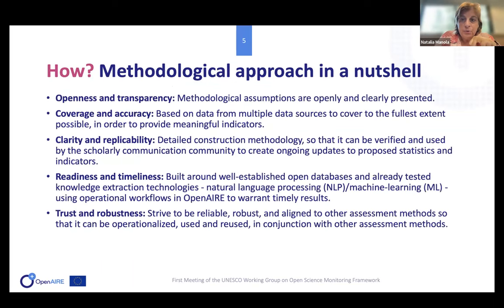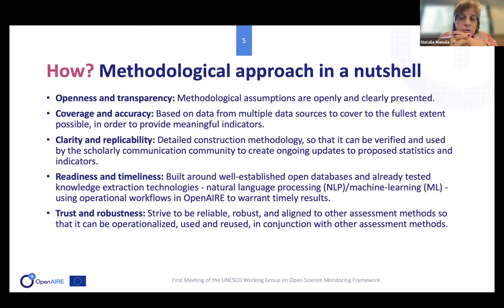Our methodological approach in a nutshell, I will not go through it all, but I will just pinpoint the main things. It's openness and transparency, as I said. Coverage and accuracy, because it's data and it's all the different facets of open science that we want to capture. It's not just open access, it's open science. So clarity and replicability: when we have a stat number now, is it going to be the same, or, you know, are we going to see the trend next year?